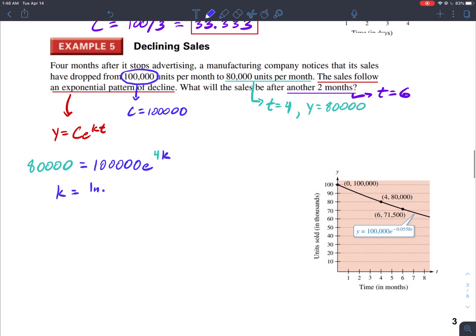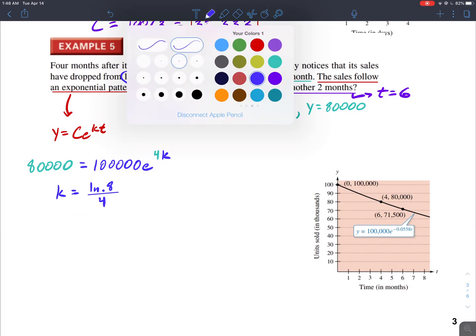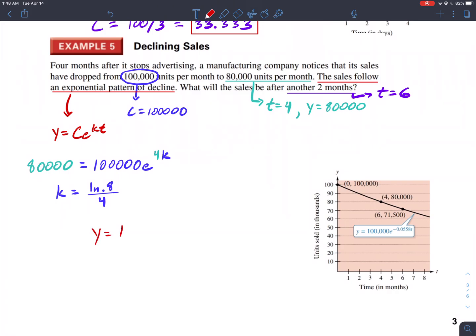By the way, natural log of a proper fraction like 0.8, which is 4/5, is a negative value. And then I divide by 4. So again, that's solving this for k. You should get this. And so my model becomes y equals 100,000 e to the ln of 0.8 over 4, times t. And if I want to solve for t equals 6, I would just multiply that by 6. Plug that into a calculator, and you're going to get approximately 71,554.175 units.